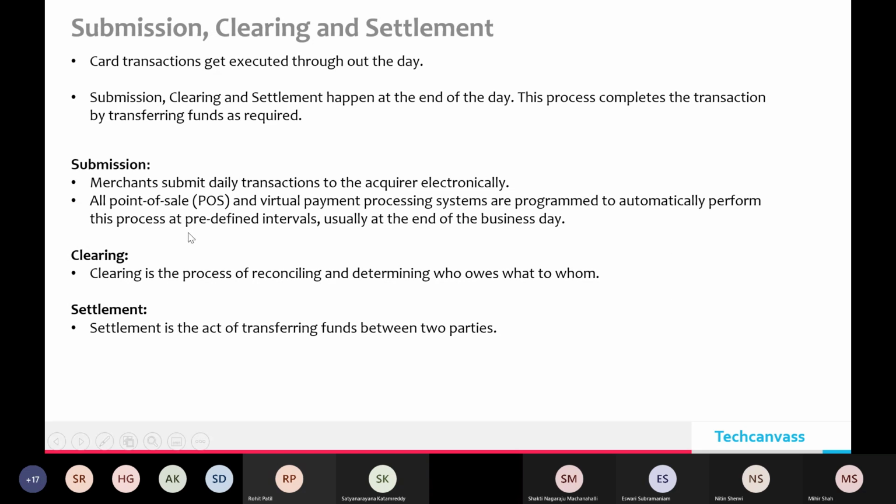And then, before the payment happens, the clearing happens, which tells which acquiring bank and which issuing bank has to pay what amount, and then finally the settlement happens here.